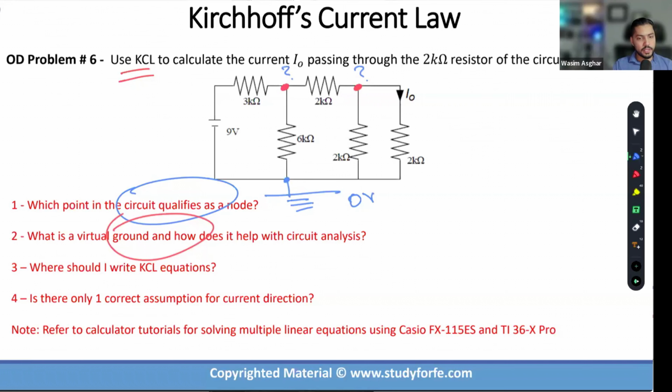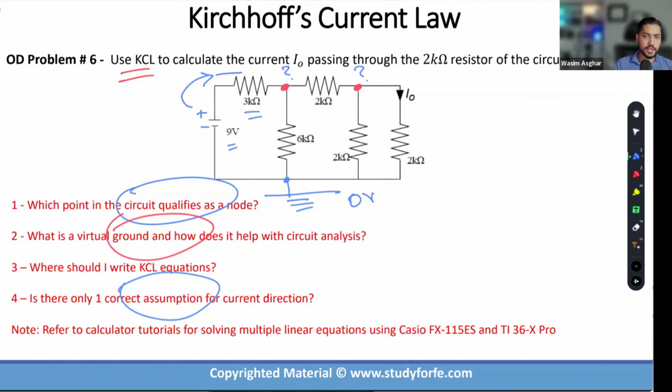All right. There is no one correct assumption for current direction. If you want to understand what should be the correct current direction, you can start off on the right footing by recognizing that the 9 volt source is probably pumping current into the circuit. This is the only voltage source over here, the only power source. So if you ask me, Wasim, what should I assume for the direction of current going through this 3K resistor? I'll say it will be from left to right, because on the left side you have a voltage source.